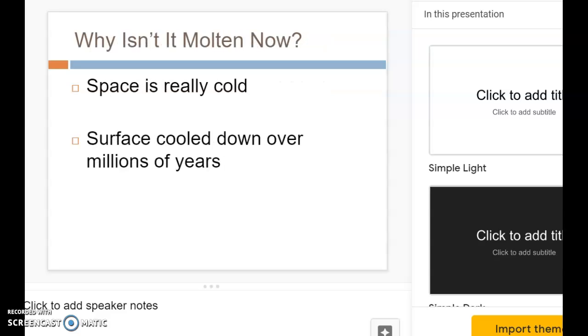So why is it not molten now? Well, space is very, very, very cold. So all that molten rock would eventually, over 4.6 billion years, cool down. The surface cooled down over millions and millions of years. It did take a long time for that surface to cool down, because all the heat had to be absorbed out of the Earth into space.